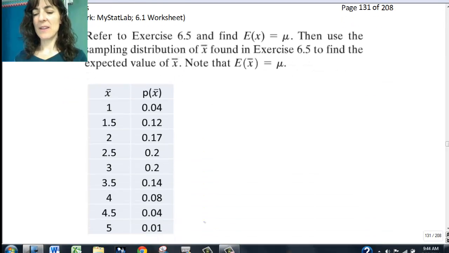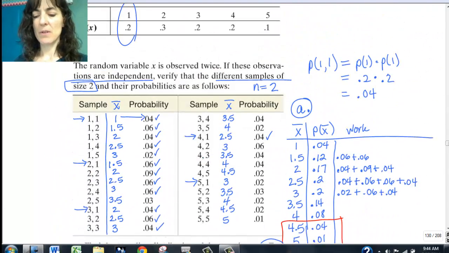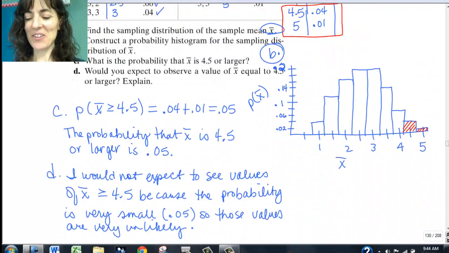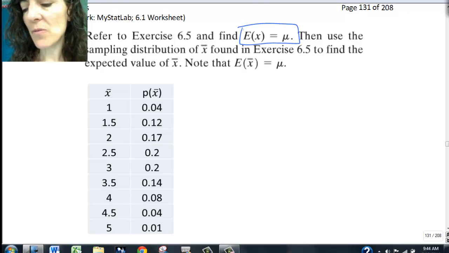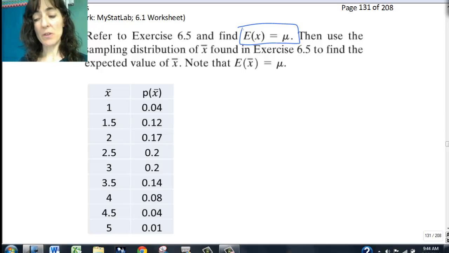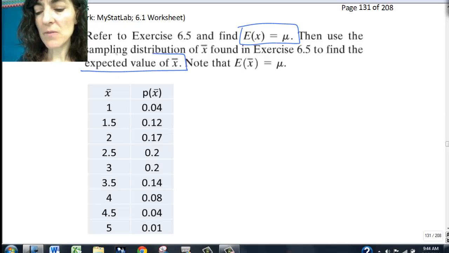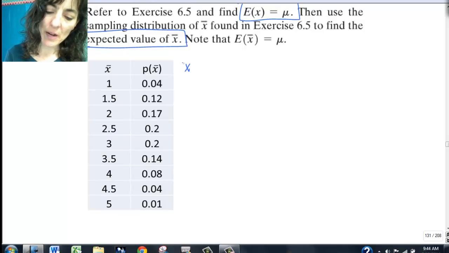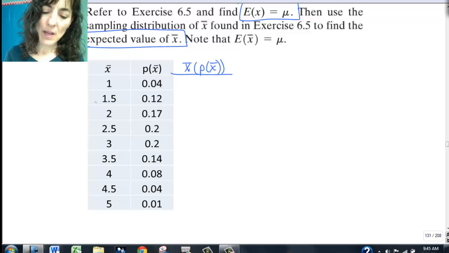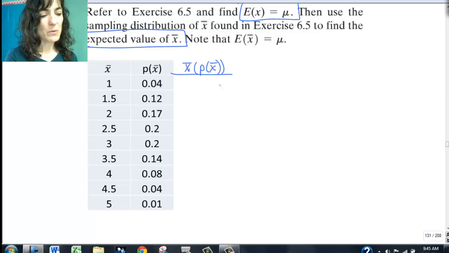All right, next question. Refer to exercise 6.5. And we just did that one, thank goodness. And find the expected value of mu. Then use the sampling distribution that we just found to find the expected value of x bar. So expected value, here's my x bar and my p of x. So to find my expected value, remember I have to take the x bar times p of x bar. And so I'm just going to write those out.